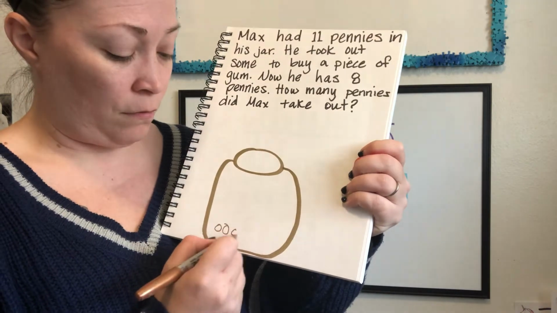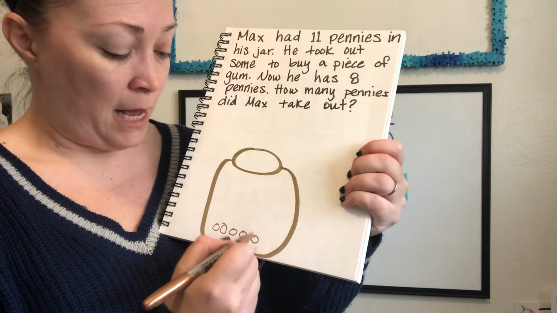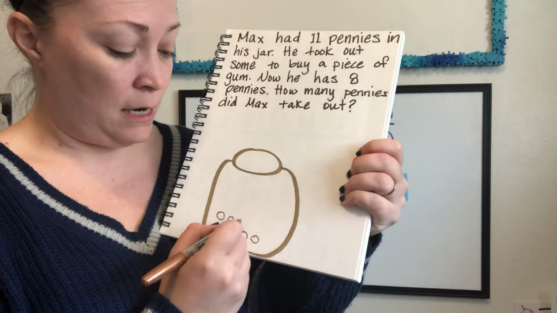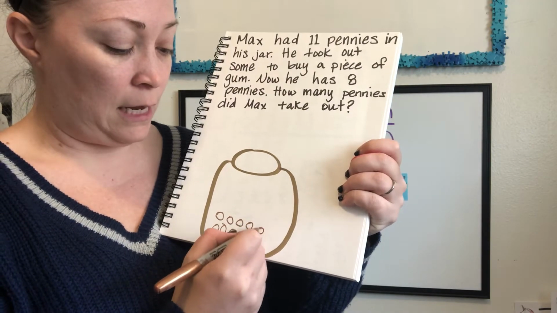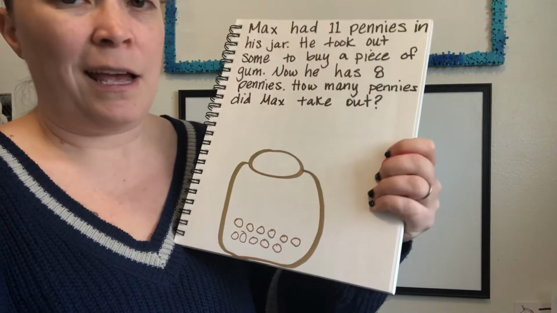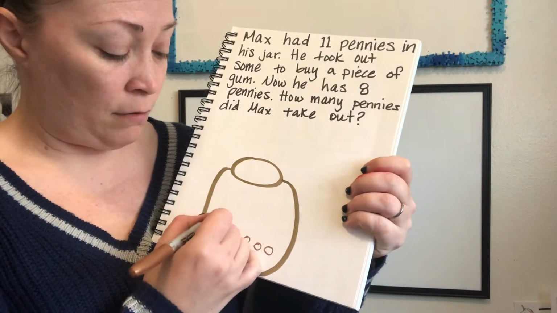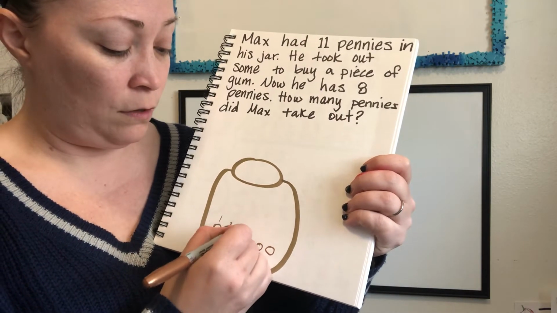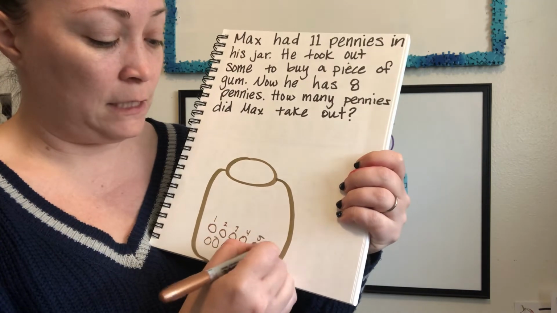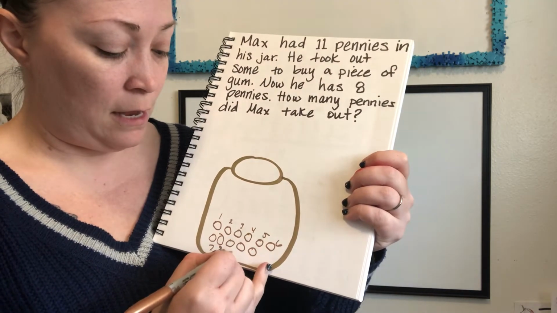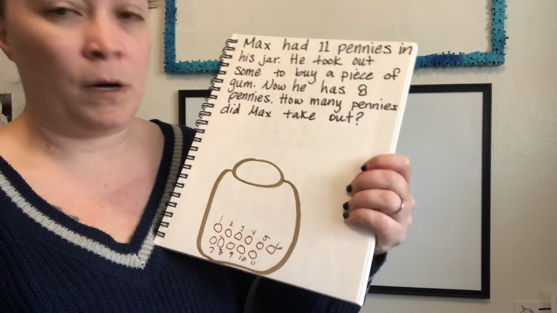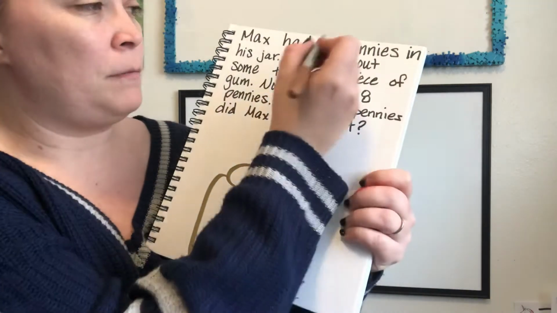1, 2, 3, 4, 5, 6, 7, 8, 9, 10, 11. And as always, I'm going to number them because I like to make sure I counted correctly. 1, 2, 3, 4, 5, 6, 7, 8, 9, 10, 11. Perfect. I did it right. All right, so we've got that.